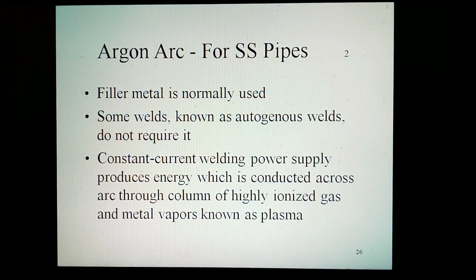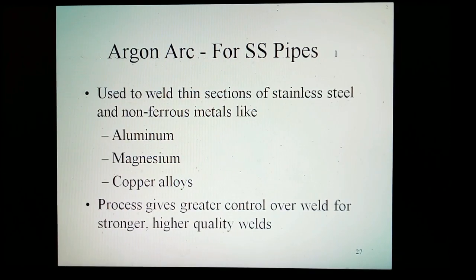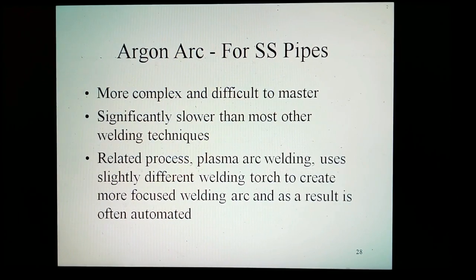A constant current welding power supply produces energy, which is conducted across the arc through a column of highly ionized gas and metal vapors known as plasma. It is used to weld thin sections of stainless steel and non-ferrous metals like aluminum, magnesium, or copper alloys. The process gives greater control over the weld for stronger and higher quality welds. It is more complex and difficult to master, and significantly slower than most other welding techniques.